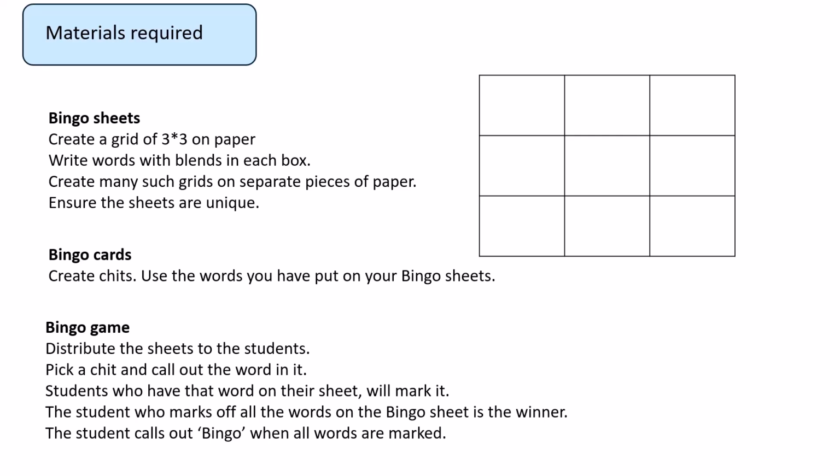For the bingo game, distribute the bingo sheets with the grid and ask them to pick a chit and call out the word in it. This can be done by a volunteer student who can come near you at the teacher's table and do the same. The other students in the classroom who have the word on their sheet will mark it. The student who marks off all the words on the bingo sheet is the winner. The student calls out bingo when all the words are marked.